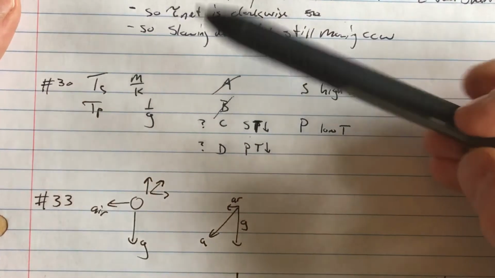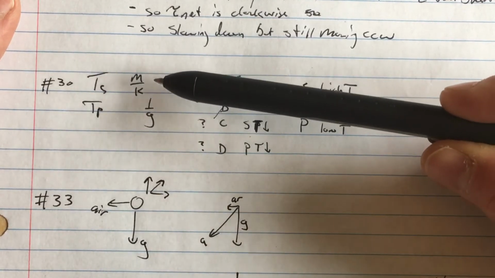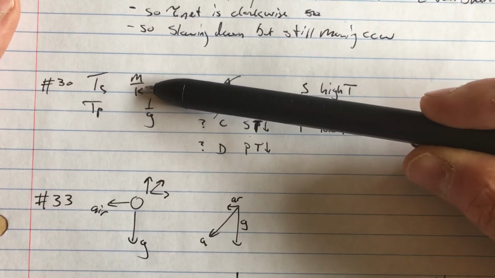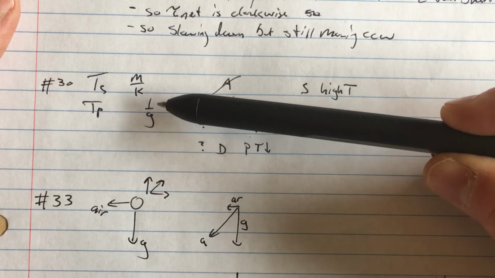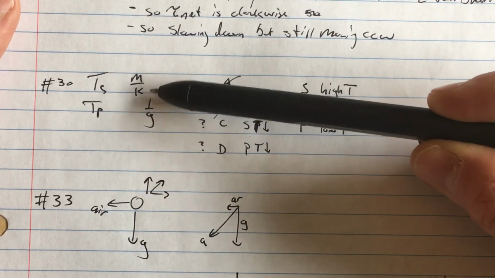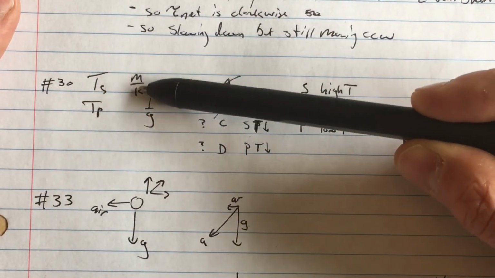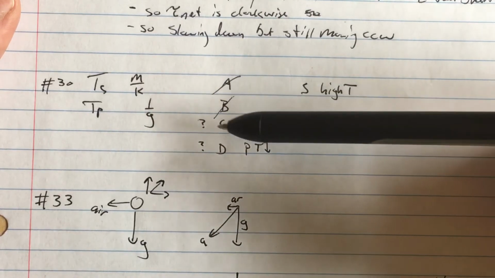Take your time, right? Period of a spring, period of a pendulum. This is straight from the equation sheet, so they already give you these: 2 pi radical M over K, and 2 pi radical L over G. So these are the relationships. And we talked about this: a pendulum is not affected by mass. Springs are not affected by length, right?